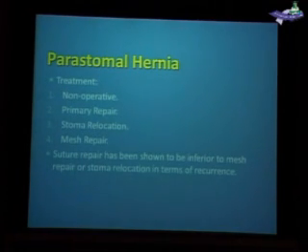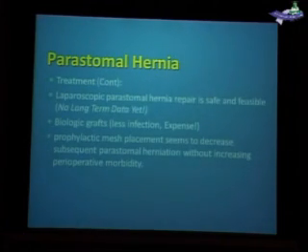So we can do primary repair, we can do stoma relocation, or we can do mesh repair. And the suture repair has been shown to be inferior to mesh repair, or relocation of the stoma. Interesting, laparoscopic peristomal hernia is found to be safe and feasible, but there is no long-term data. Using biologic grafts is associated with fewer infections, and in some series, 0 infection, but it's more expensive.